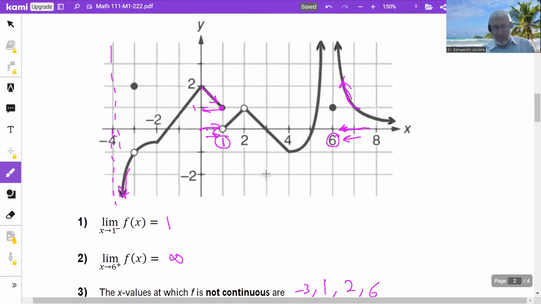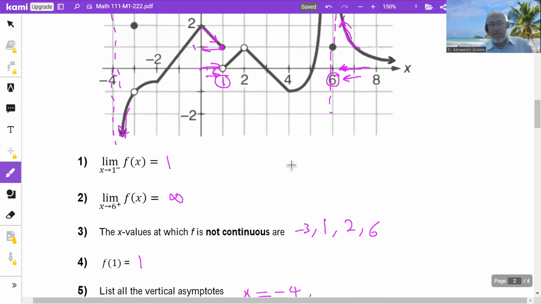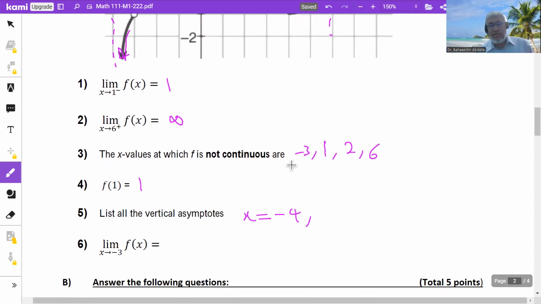Do we have another vertical asymptote? What about this line? The graph is approaching this line from the right and from the left. So x equals 6 is another vertical asymptote. So we have 2 vertical asymptotes.